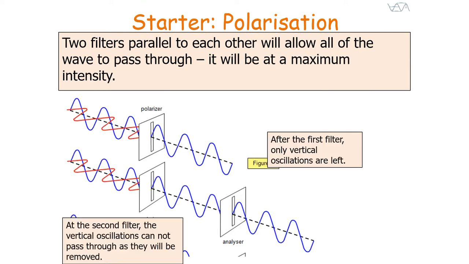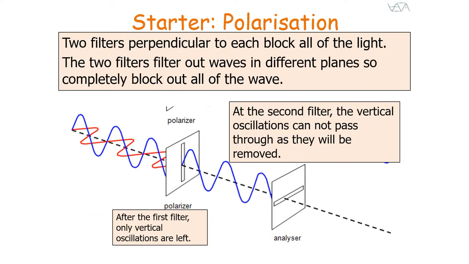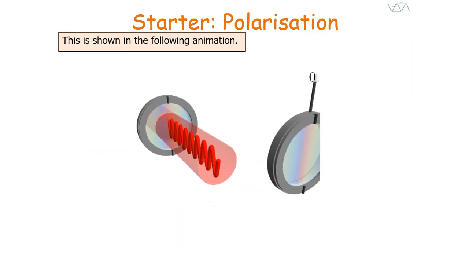Now, two filters which are parallel to each other will allow all of the wave to pass through, so you get a maximum intensity, because after the first filter only vertical oscillations are left in this example. So at the second filter, the vertical oscillations can pass through, so they will go all the way through. Now, if the two filters are perpendicular to each other, they'll block all of the light, because the filters will filter out the waves in all the different planes, so will completely block out the wave. So in this example, after the first filter, only the vertical oscillations are left, but at the second filter, the vertical oscillations can't pass through as they'll be removed. So this is shown in the following example here.